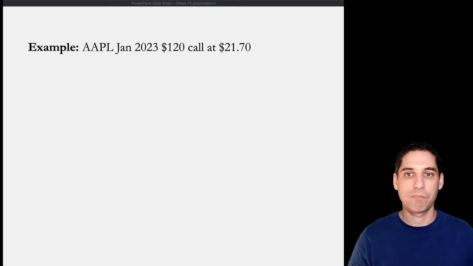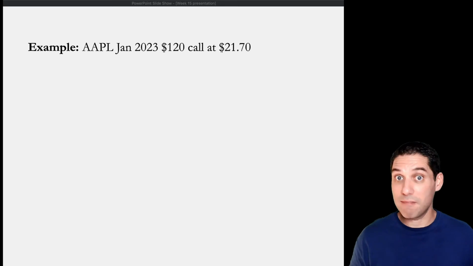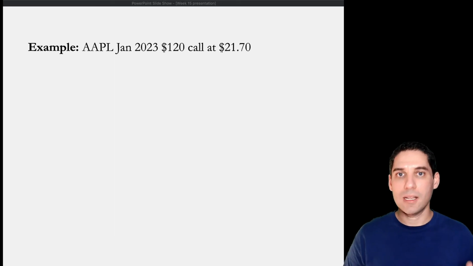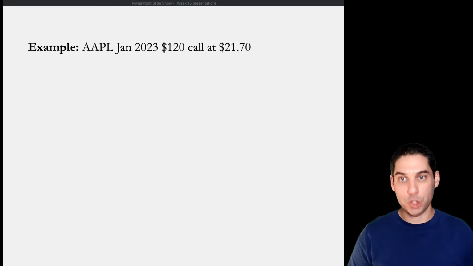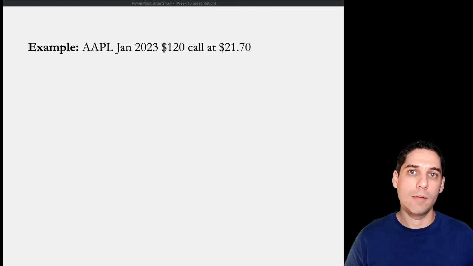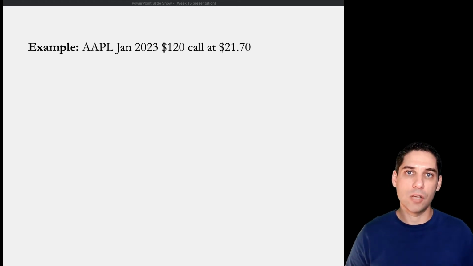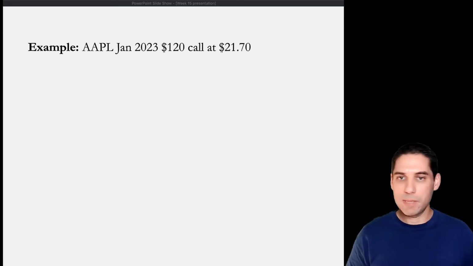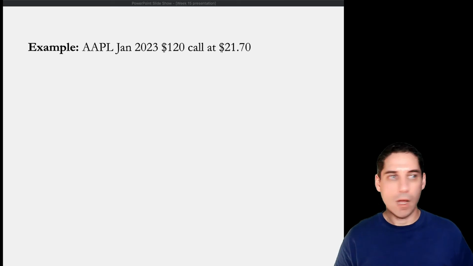That's our option. Okay, so this is a call option. And the next number we see is the premium. Again, it has a value, right? Right now, this option is trading at $21.70. So by paying $21.70, you can buy this option that gives you the right to buy Apple shares at $120 per share on or before the third Friday of January 2023.